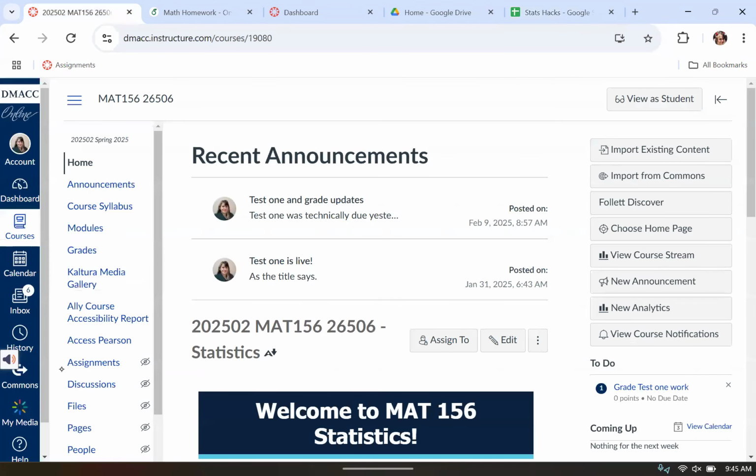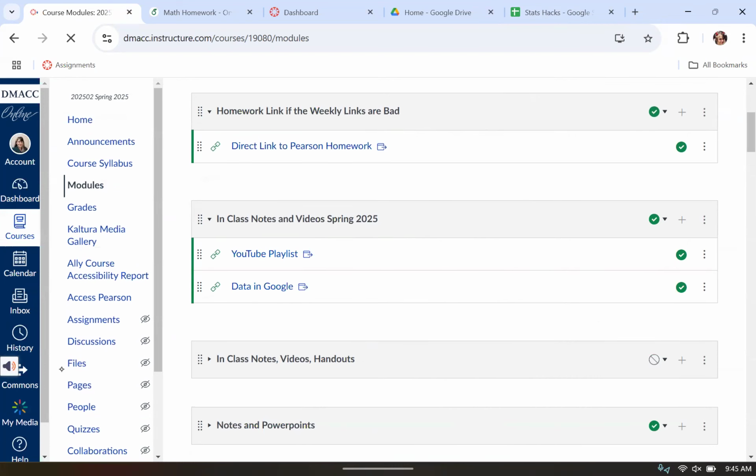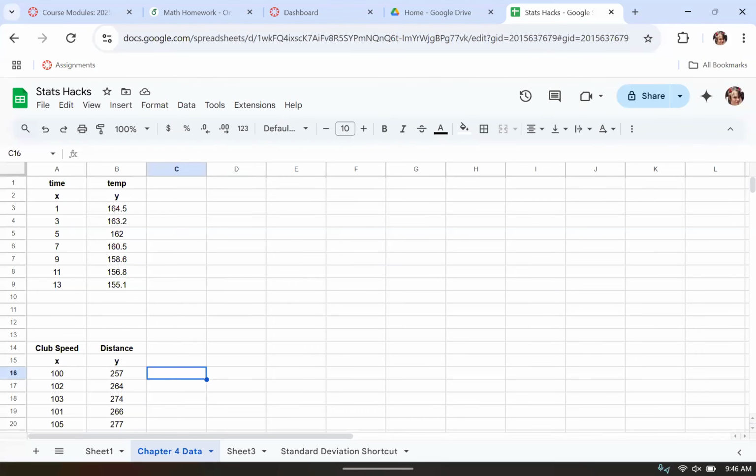Another thing I wanted to point out: sorry, I have too many canvases open. If you go to modules and go to the in-class notes videos spring 2025 link, you'll notice I've included a new spreadsheet here. Can you see my little mouse? This guy? That's going to open to this Google spreadsheet I keep using. You should have read access on that.